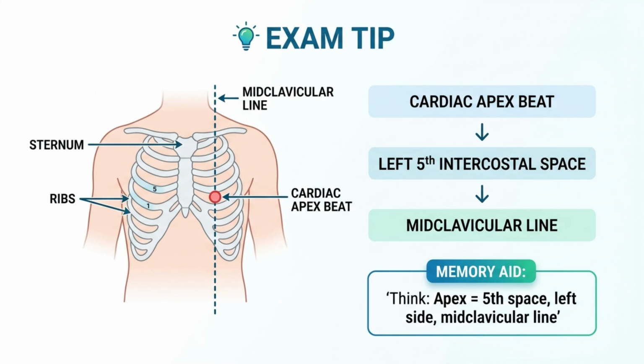Here is an exam tip. Remember the cardiac apex beat location using this rule: apex equals fifth intercostal space, left side, middle clavicular line. Alright, let's go to question 4.